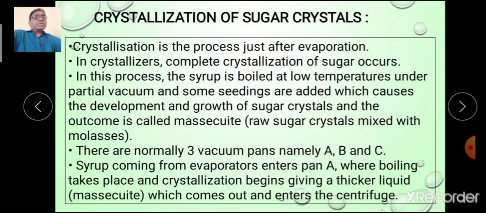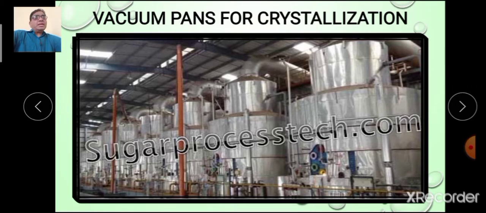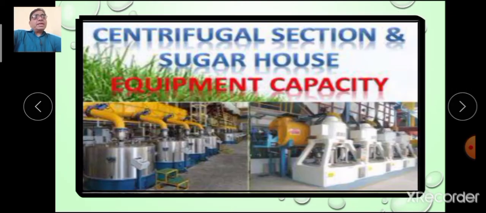As the crystals are formed, they must be separated from the mother liquor, and this separation is achieved in the centrifugal machine. These are the vacuum pans you have seen, and now we are entering the centrifugal section, where the sugar crystals are separated and collected in the sugar house.